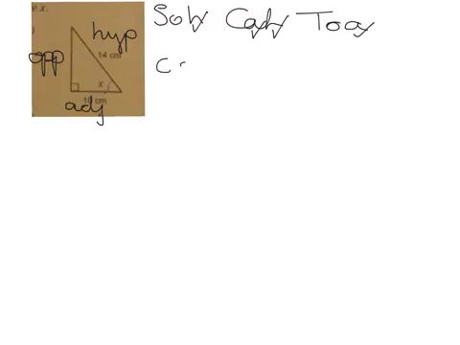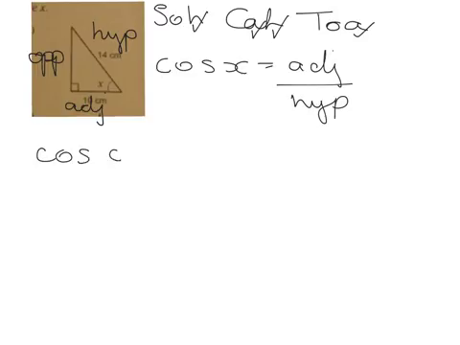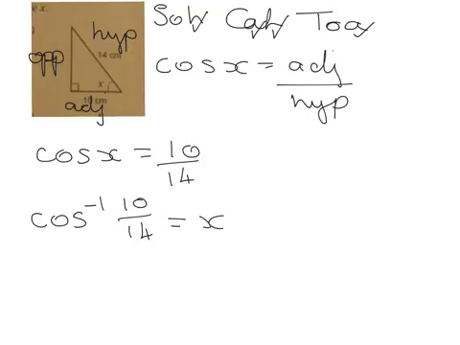So cos x is equal to adjacent over hypotenuse. Fill in our numbers. So we are going to have cos x degrees is equal to 10 over 14. We have to use the inverse function to find the angle. So cos to the minus 1, 10 over 14 is equal to x. So again in the calculator it's shift cos to get the inverse function, then 10 over 14 and hit equals.